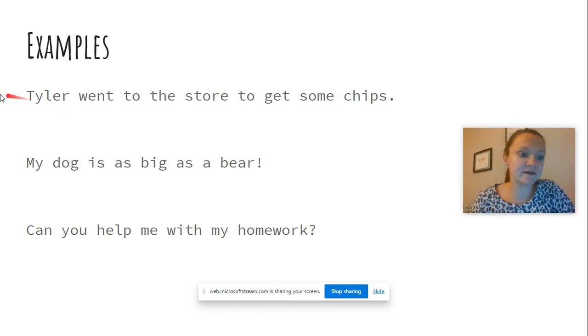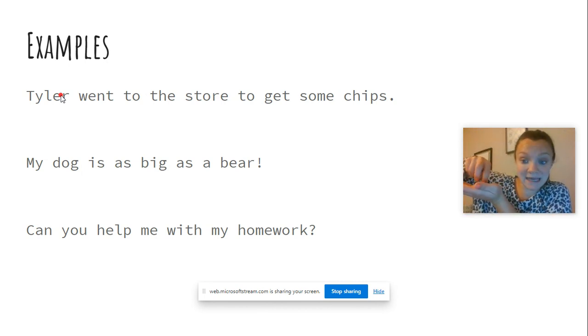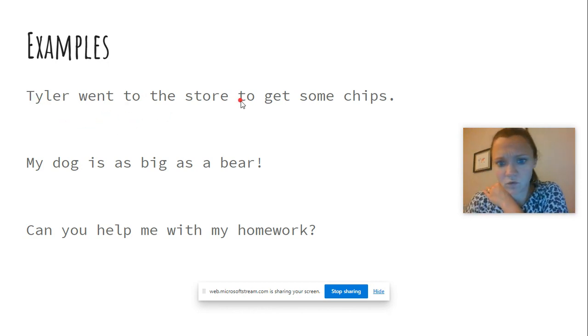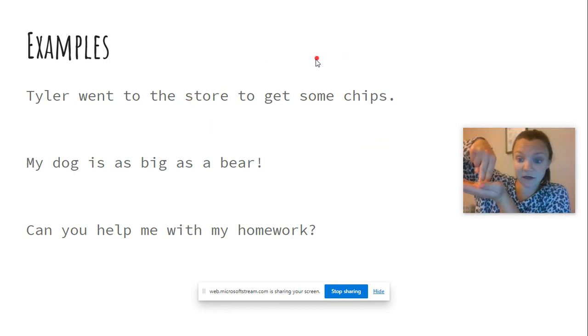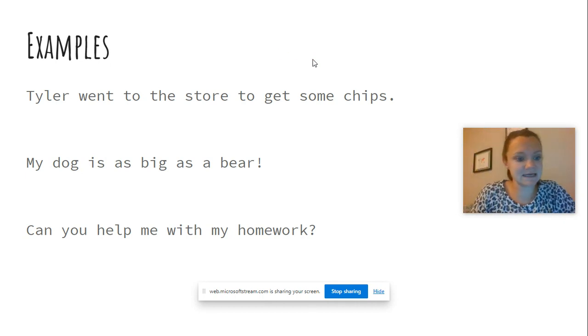So we know that in our first sentence, our subject is Tyler. So our predicate, what did Tyler do or what happened to him? Well, Tyler, he went to the store. And we could even add on that detail to get some chips. So our subject, Tyler, what was the predicate? What did he do or what happened? He went to the store to get some chips. Good. Let's look at the next one.